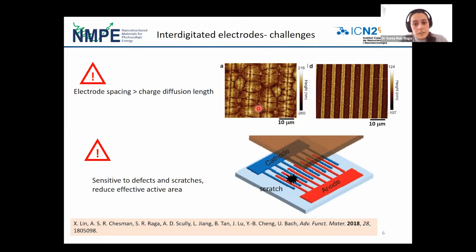Another issue is the poor defect tolerance of the interdigitated electrodes. If one of the fingers gets scratched, the entire area until the end gets open circuited, and thus it doesn't contribute to the photocurrent generation.